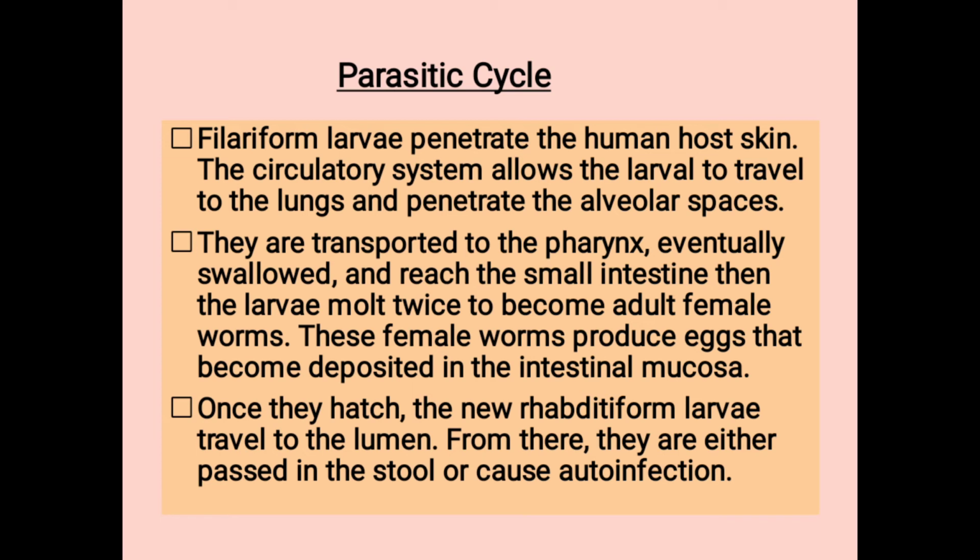So when we say autoinfection, rhabditiform larvae develop into filariform larvae, which may penetrate the intestinal mucosa or may penetrate the skin of the perineal area. In both cases, after subsequent penetration, the larvae follow the normal life cycle, again heading to the lungs and eventually to the small intestine.